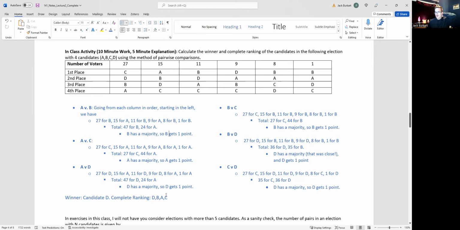So that is how we can calculate the winner using pairwise comparison. Again, it's a little bit difficult to perhaps find the pairs. Hopefully everything else, if not maybe a little tedious, ends up being straightforward.